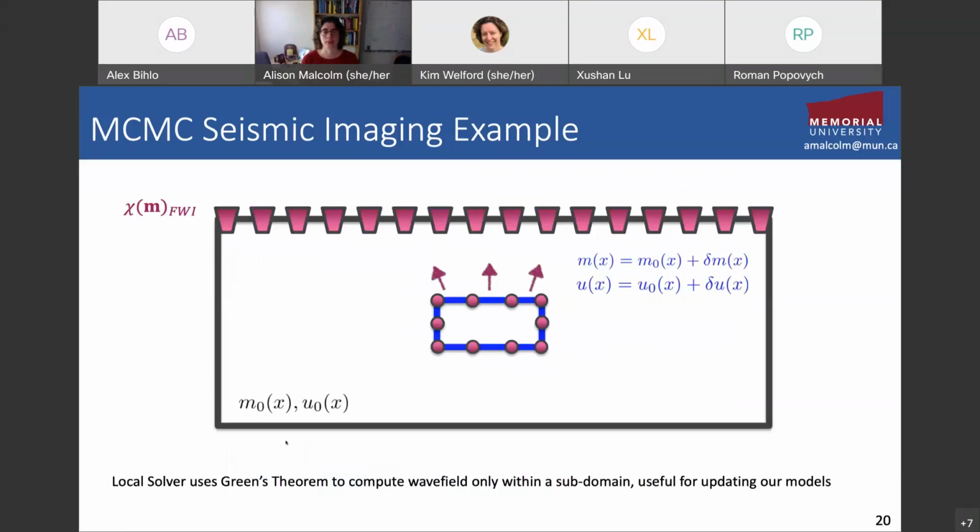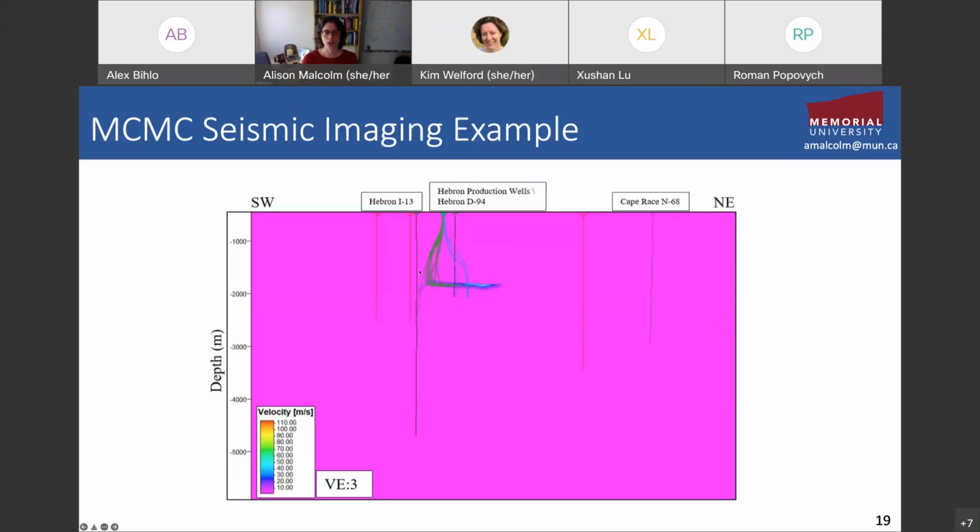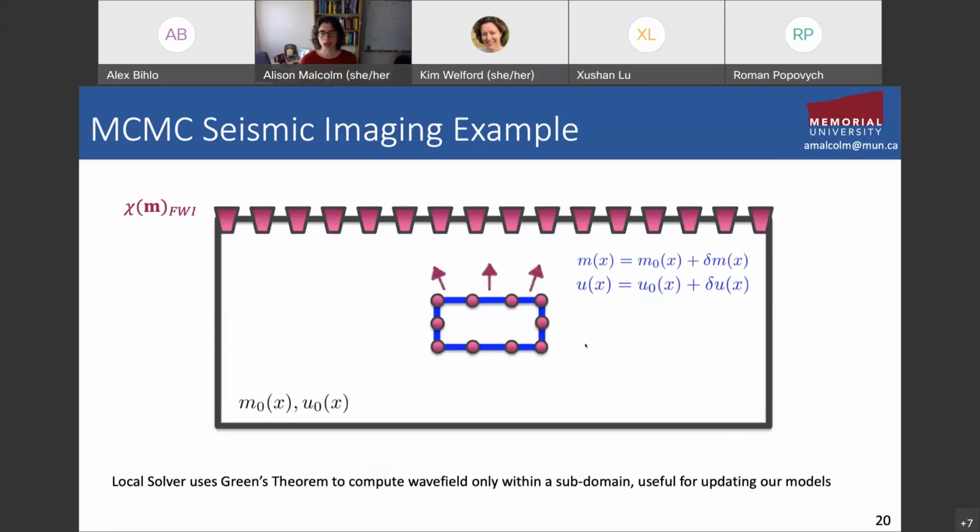So here's how we do this. The first thing that we do is we say, well, if we're going to do this with Markov chain Monte Carlo, we're going to need to sample a lot of models. We've got this teeny tiny little change right here in this whole background where we really expect very little change. So the first thing that we do is focus our efforts, and we use a local solver. It's a way of solving the wave equation in a small subdomain that we've been developing over the past number of years. So we use that local solver so that we can shrink things down and work really in that small subdomain. So that's the first thing that we have to do.